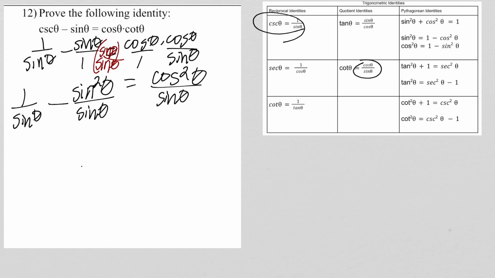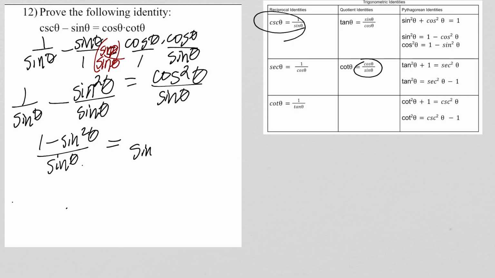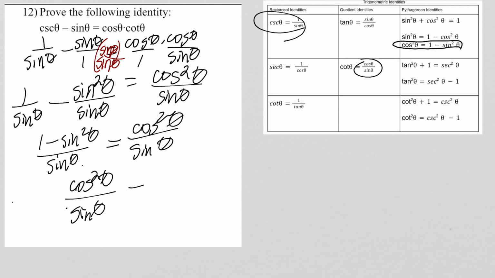So now if you take a look, the denominators are the same. Let's bring it out. And now I'm doing 1 minus sine squared. Can't subtract two things that are different. And that right-hand side comes down. So the bottom's the same. How about the top? So let's look at our identities. 1 minus sine squared theta is cosine squared theta. So this is definitely equal. So we proved this identity.